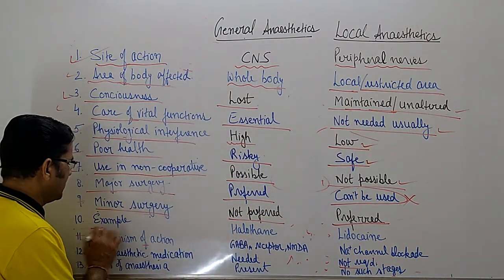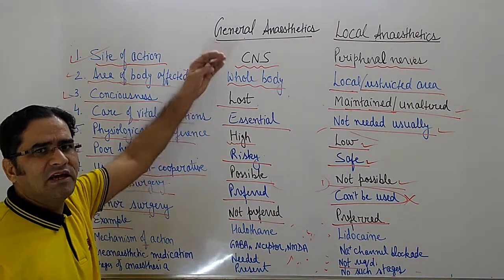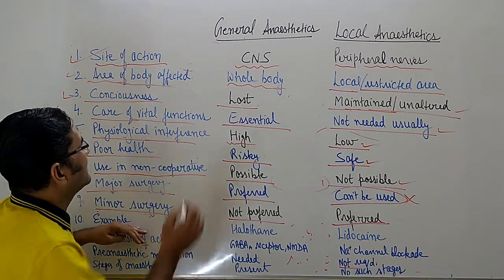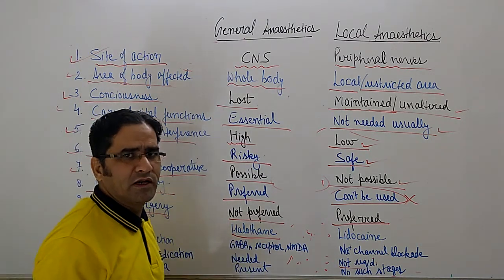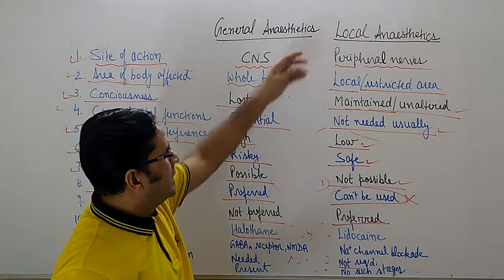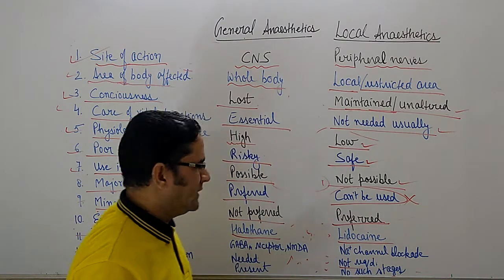Next difference, we will see the examples. Many examples are there. We have taken only one example. Example of general anesthetic, like halothane. You can also write enflurane, sevoflurane, like that. Local anesthetic: lidocaine, xylocaine, like that.